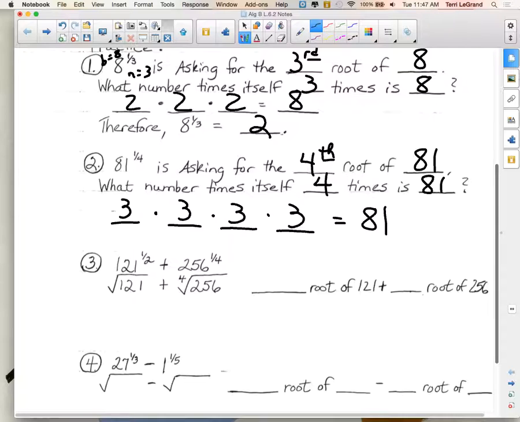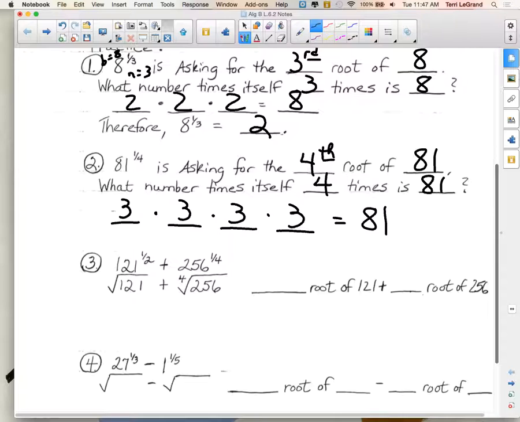3 times 3 is? 9. 9 times 3 is? 27. And 27 times 3 is? 81. Or in other words, on the power chart, it is 3 to the 4th power, 81. Yes. So we are not going to stop there.